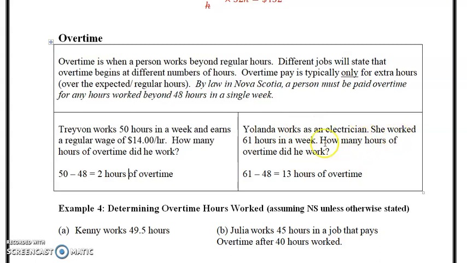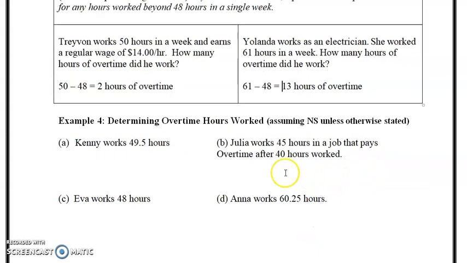So it says Traven works 50 hours a week and earns a regular wage of $14 per hour. How many hours overtime? So I take 50 minus 48, and you get 2 hours of overtime. Yelena works as an electrician. She worked 61 hours in a week. How many hours of overtime did she work? And it's 13 hours, subtracting the two.